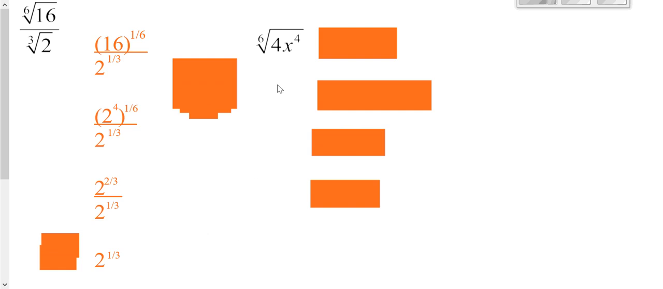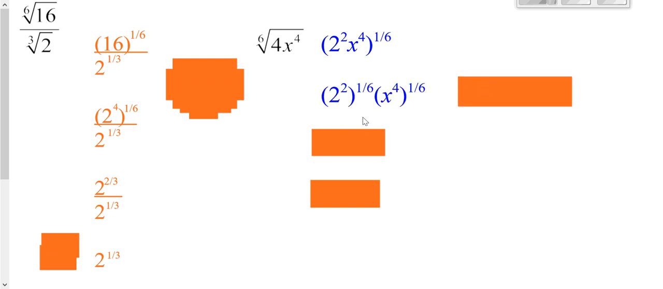Over here, you might be thinking there's nothing we can do to simplify this because 4 is only a 2 squared, and this is an x to the 4th. Your 2 squared and your x to the 4th are both smaller powers than your index of 6. However, we can use fractional exponents to help us out. Now we have exponents raised to exponents. We can go ahead and multiply our exponents in.